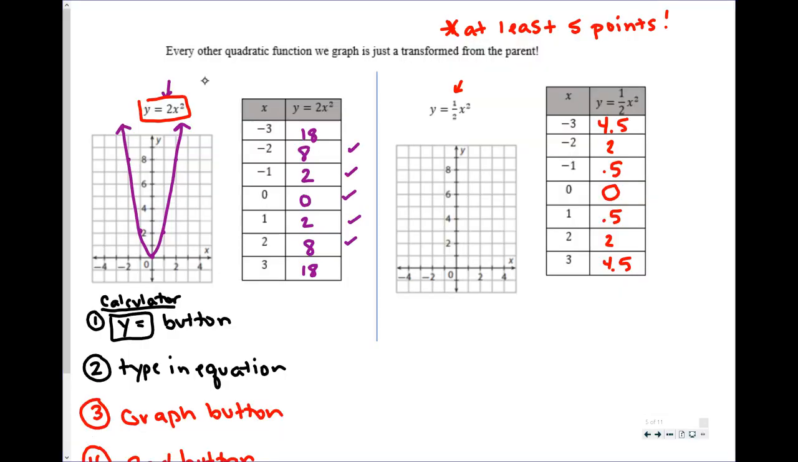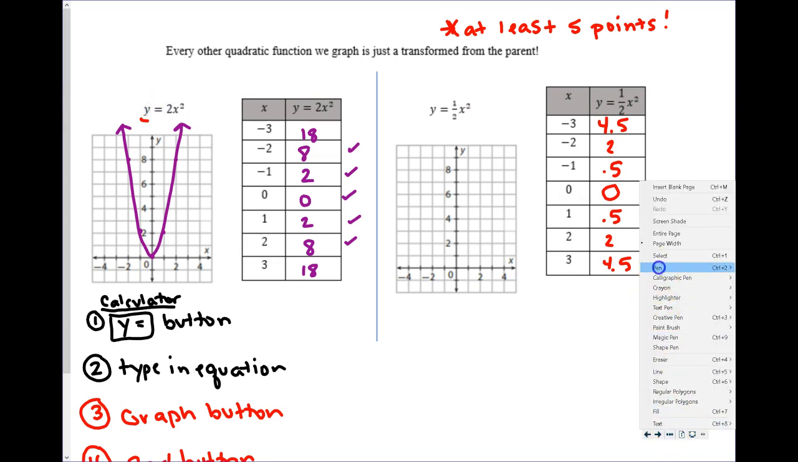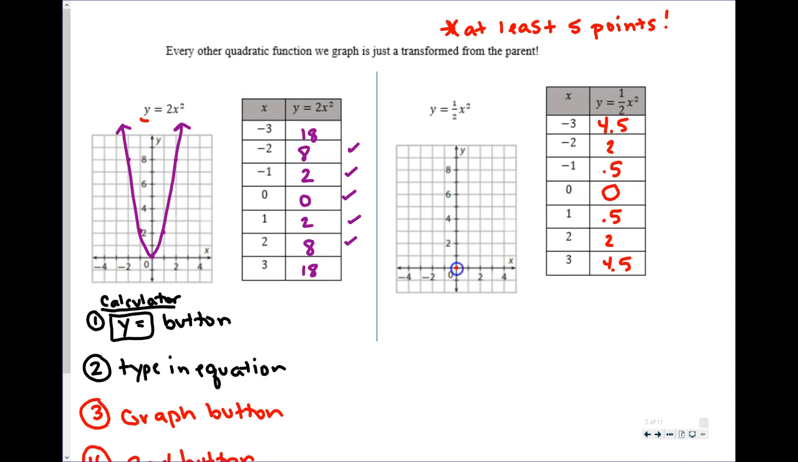Now let's plot these points. Okay, I'm going to erase some of this stuff here just so we can get a clearer picture. All right, now I'm going to plot. I've got 0, 0, I've got negative 1, and then I'm estimating that 0.5. So I've put it in between the lines, that's 0.5. For some of these graphs, you will have to estimate. They're not always perfectly on the grid. And then I've got negative 2, 2, and 2, 2 here. And then this is all the points I need. I need at least 5. But I'm going to go ahead and graph the 4.5 because I can. It's on the grid. And then I'm just going to connect the dot points here.